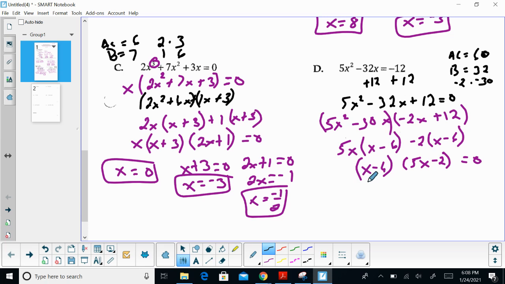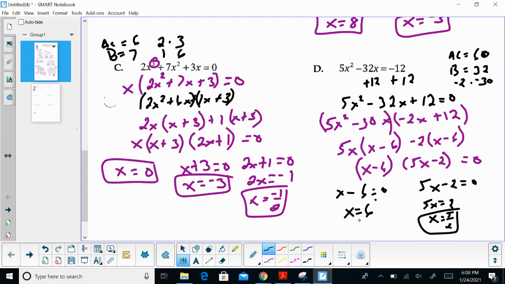Now I'll set both factors equal to 0, and we'll solve. So x equals 6 and 5x equals 2, so x equals 5 halves. There are my two solutions.